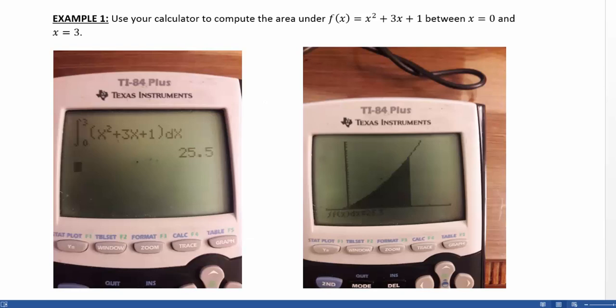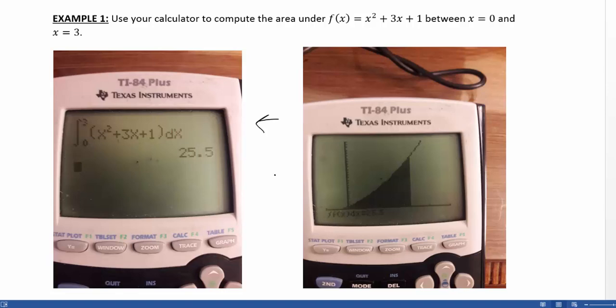Example 1. Use your calculator to compute the area under f of x equals x squared plus 3x plus 1 between 0 and 3. You can see on my calculator on the left the syntax that I use on my TI-84 to compute this area. Depending on your calculator, you should be able to look up in your manual how you calculate integrals and areas under curves so that you can also do this on your calculator. When I plug in my function and my bounds, 0 to 3, I get 25.5. So that means that the area under the curve between 0 and 3 is 25.5.